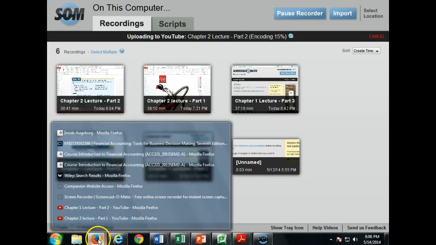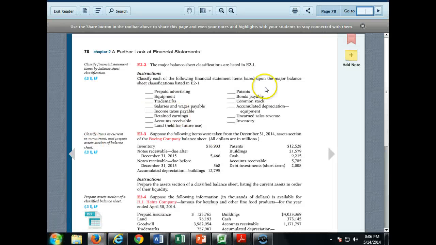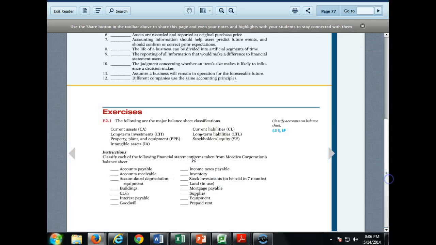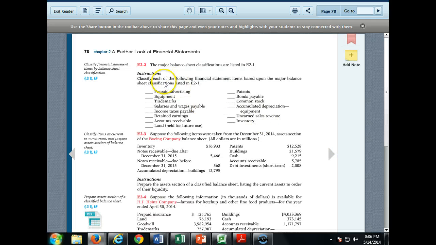Okay, guys, so we're going to start with exercise 2.2. The major balance sheet classifications are listed in exercise 2.1. Exercise 2.1 shows our current assets, long-term investments, property, plant, and equipment, intangible assets, current liabilities, long-term liabilities, and stockholders' equity, okay? We have to classify these items based on the major balance sheet classifications.